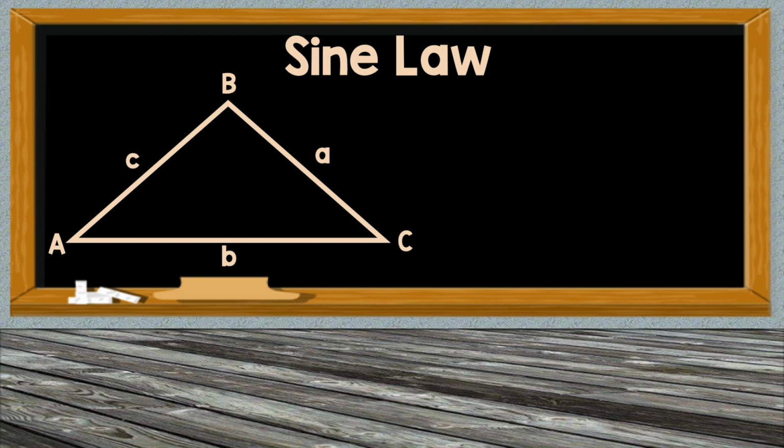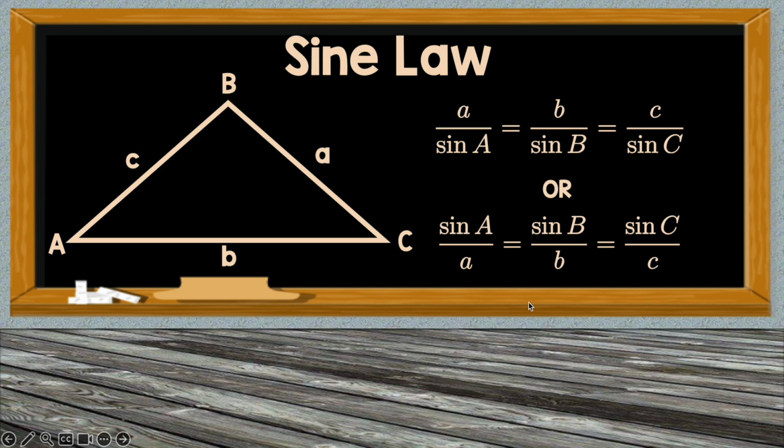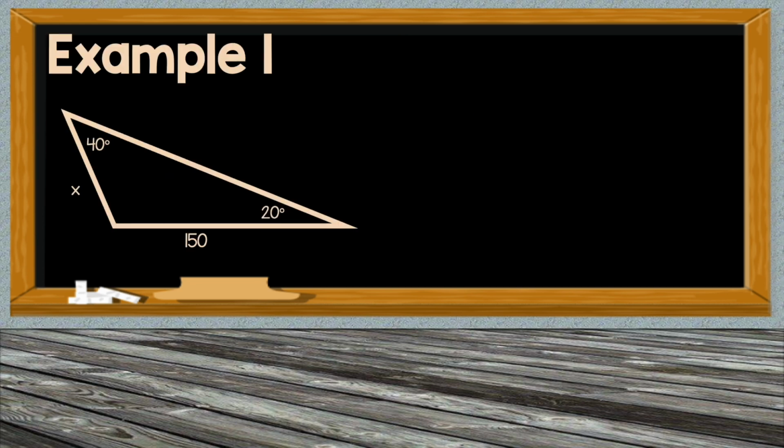If we're going to use sine law to find a side length, we would equate two of these three ratios. And if we wanted to find an angle, then we would flip all of the fractions over, and this is what we would be solving for. So we just pick any two based on what we were given in our triangle and then solve for what we're looking for. So in this first example, we need to find the length of x.